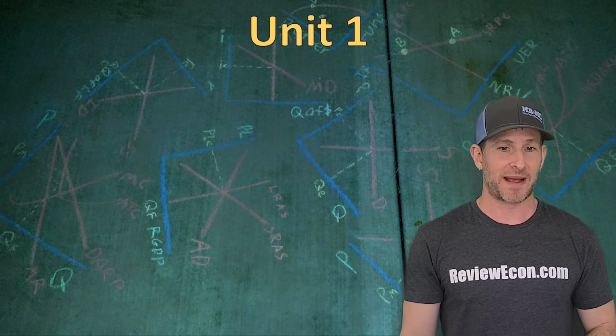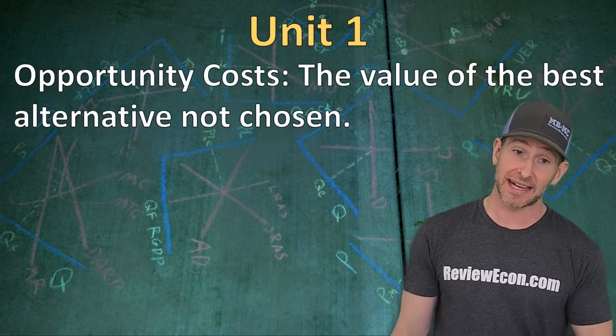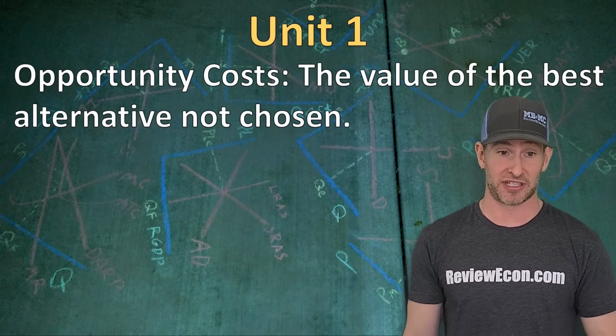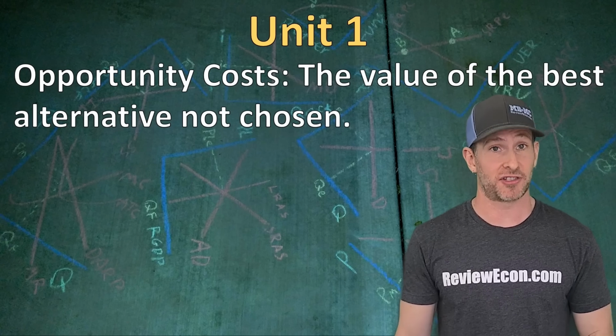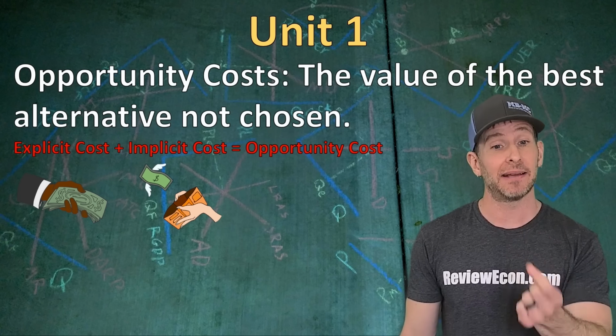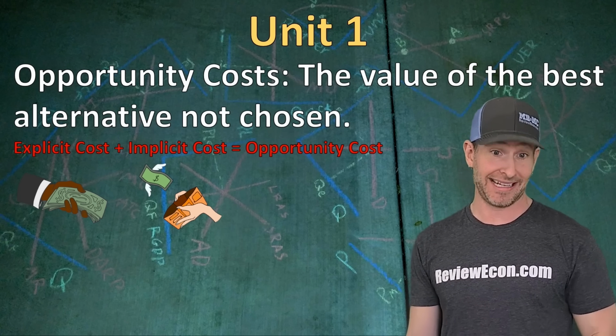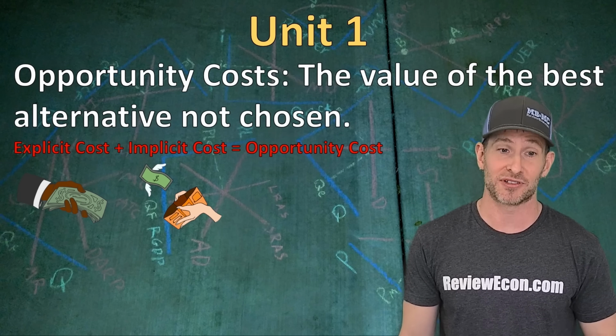In Unit 1, the first math we have is about opportunity cost. Opportunity cost is the value of the next best alternative not chosen. When it comes to calculating opportunity cost, we have two types of costs you need to be aware of. Explicit cost, that's money out of your pocket, and implicit cost, that's money not going into your pocket, essentially. The two of those things together are your opportunity cost.